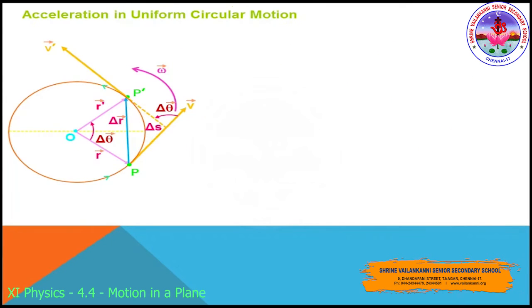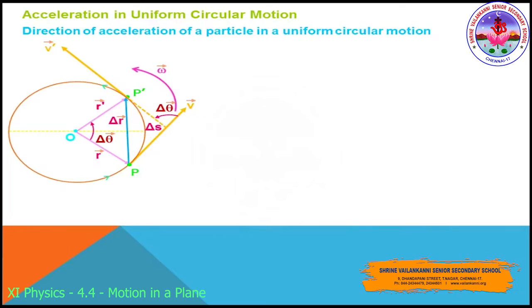The next one is acceleration in uniform circular motion. The time rate of change of angular velocity of a particle is called the angular acceleration. Δω is the change in the angular velocity with time, so the average angular acceleration, as we know, is alpha, which is equal to Δω by Δt.